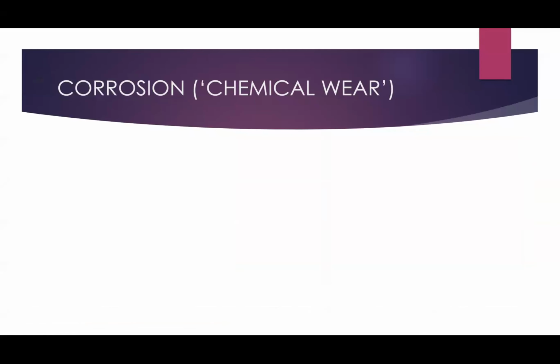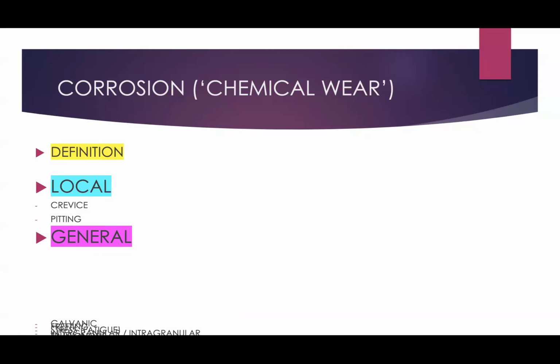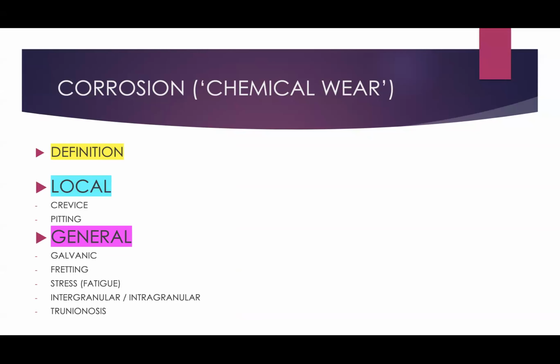We'll finally move on to corrosion or chemical wear. And corrosion is basically unwanted dissolution of a material when it's placed in a chemical solution, a metal in specific. And you can break it down into local, crevice or pitting, and general, which is galvanic, fretting, stress, intragranular, and trunnionitis. I'm not going to go through that in a lot of detail, but I can answer that in the chat a bit later on.